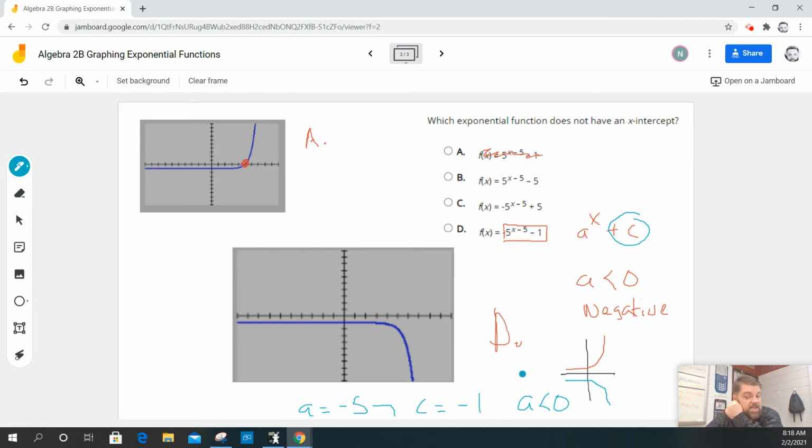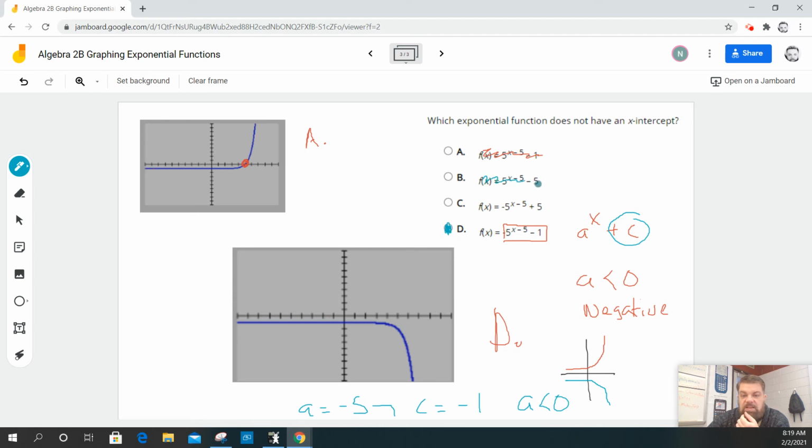Normally, an exponential will ride right on the x-axis. It'll never quite equal 0, but it'll ride on the x-axis. Because this is a -1, it's never going to be above the x-axis, so it's always going to be below, so it's never going to cross. So D is the correct answer.